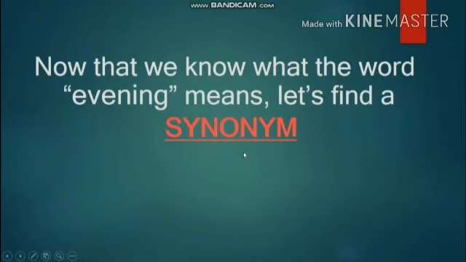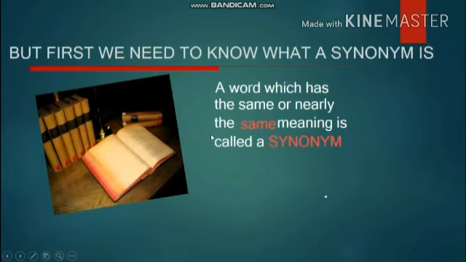Now that we know what the word evening means, let's find a synonym for that. If I know the meaning, then I can find a synonym for that particular word. But before finding a synonym, we need to know what a synonym is. Very easy: a word which has the same or nearly the same meaning is called a synonym. Two words can have different spelling and different pronunciation, but when they have the same meaning, we call them synonyms.